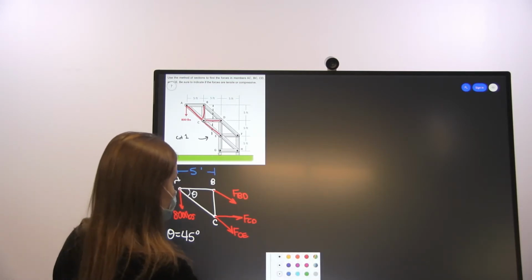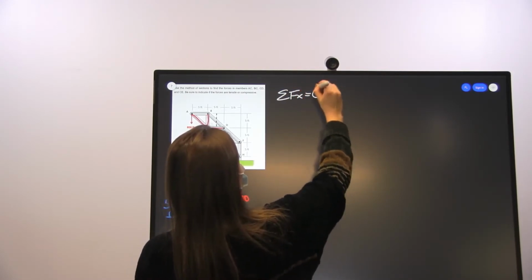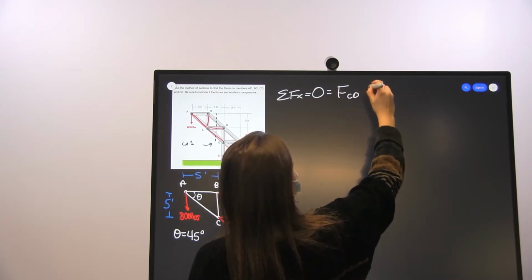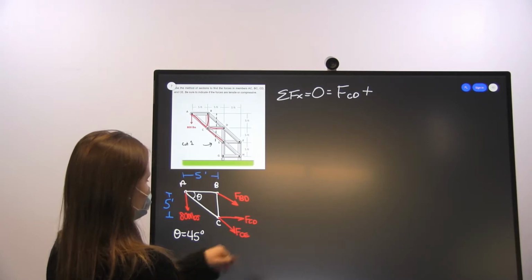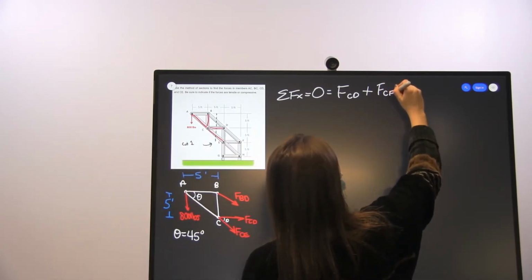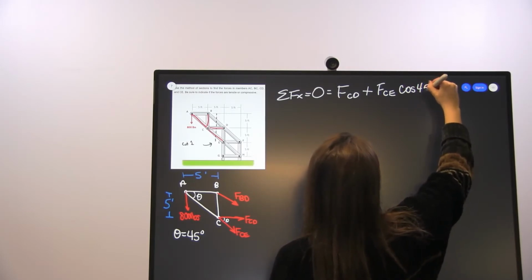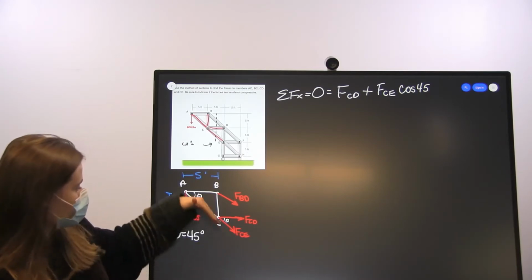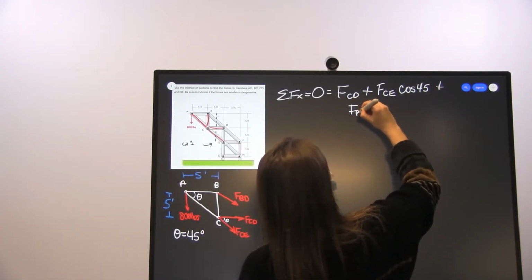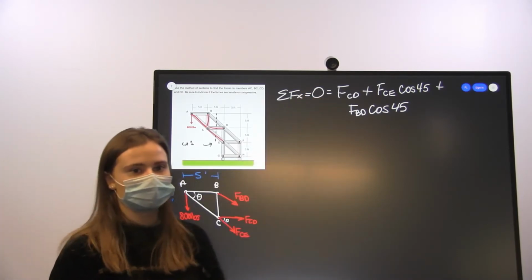So we're going to want to write our equilibrium equations. Net forces in the x direction are going to be equal to 0, and our forces in the x direction are going to be force CD plus force CE times the cosine of 45, because we want the x component of this vector, and we're also going to have the x component of force BD, which is force BD times cosine of 45. So this is our equilibrium equation for forces in the x direction.